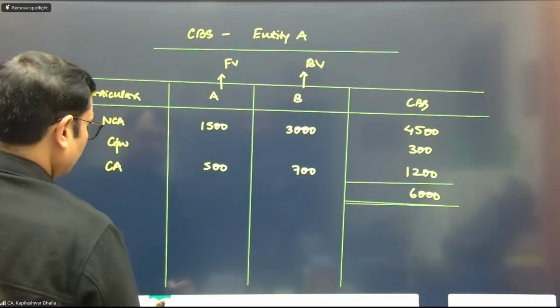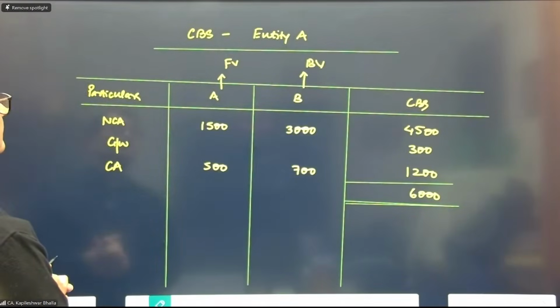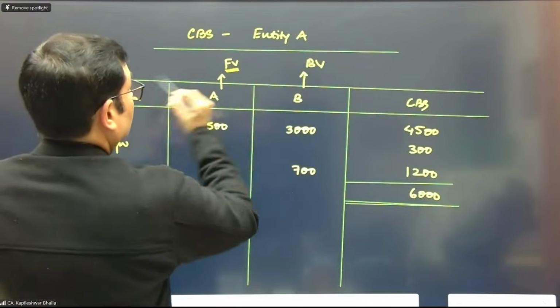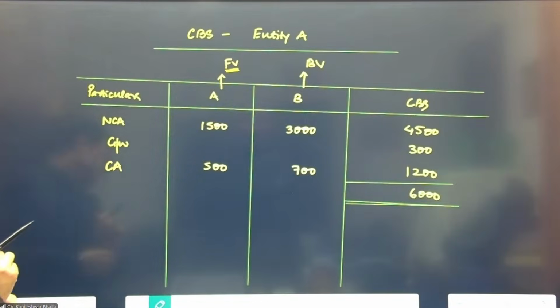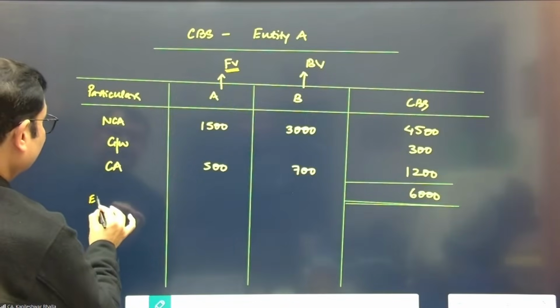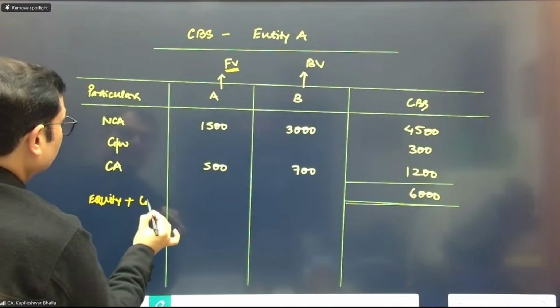Then we go on to the non-current liability side, for A is equal to 1,300. Fair value, okay. So then we go on to the liability side. So we've got equity and liability. So let's take the equity and liability.